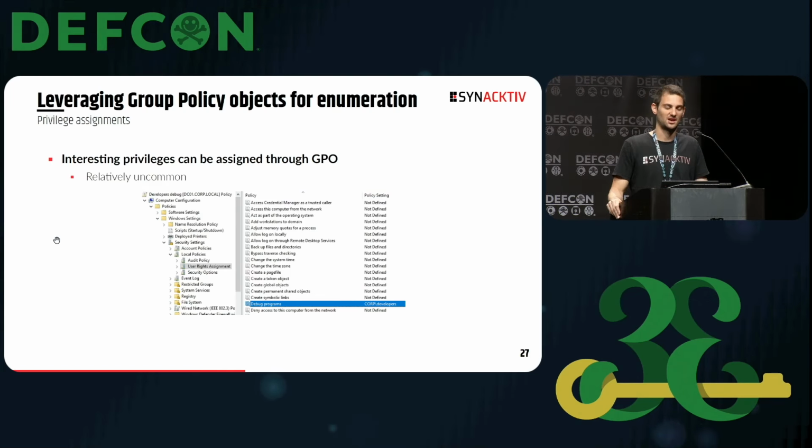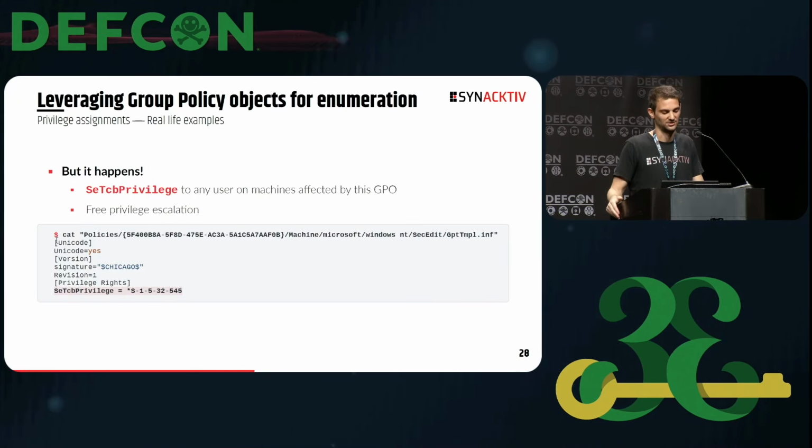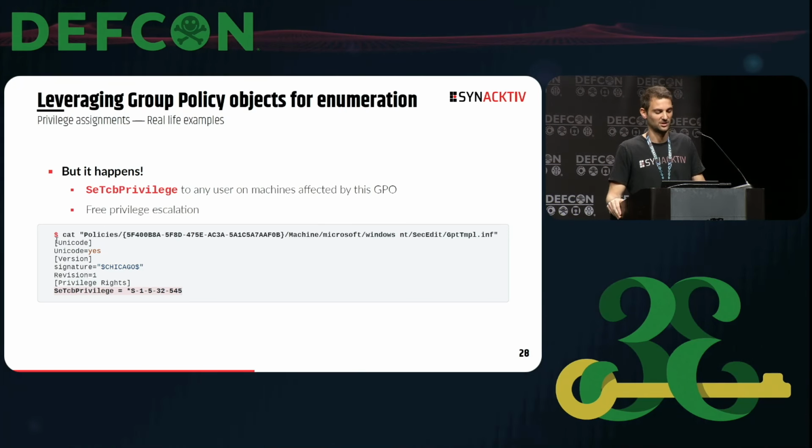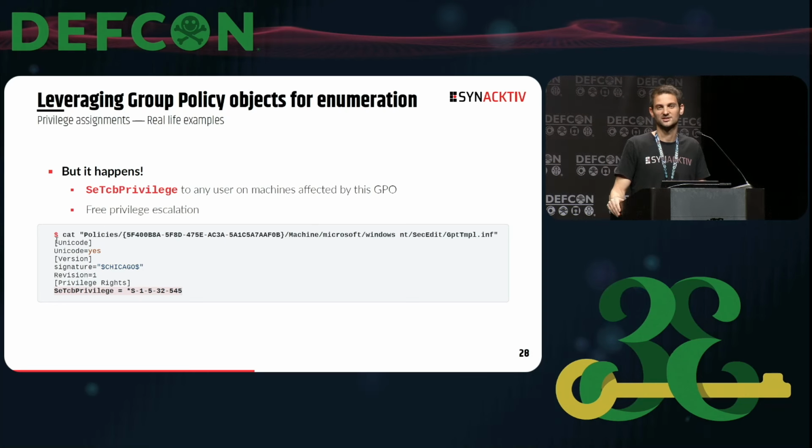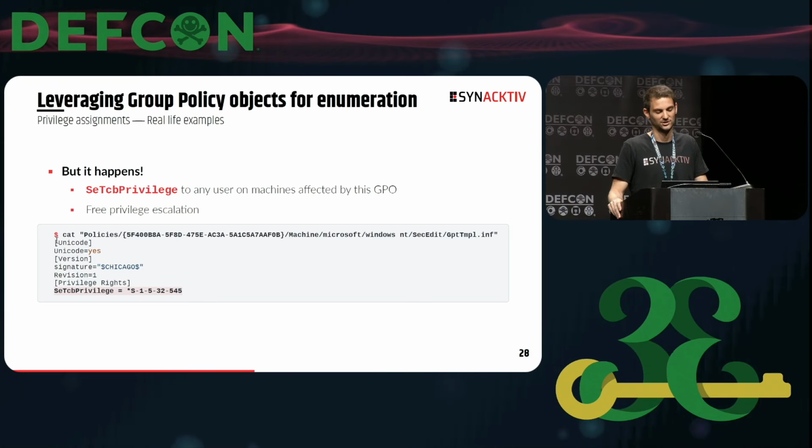What you can do also is privilege assignments. You can assign interesting privileges through GPO. For instance, you can assign the SeDebug privilege, which allows us to debug any processes that you do not own, and it can be a free privilege escalation. We found out this is relatively uncommon, but still possible. But in reality, it happens. Here we have a practical example where the SeTcb privilege has been assigned to any user on the machine. And basically, it's a free privilege escalation. With this specific privilege, you can add arbitrary groups to your token, such as administrator, and compromise the computer.